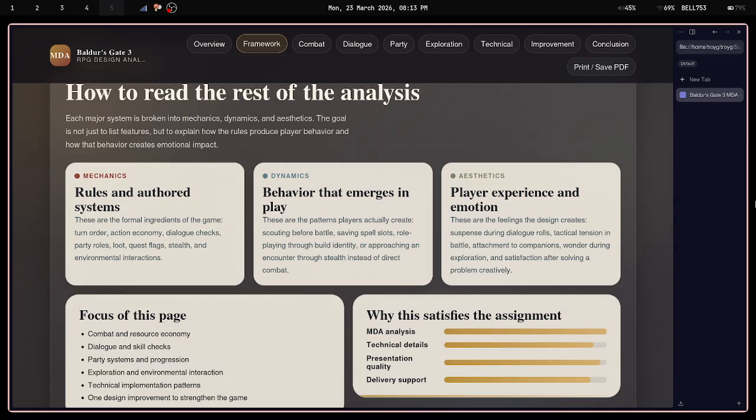Aesthetics are the emotional experiences created by those dynamics. These can include suspense, mastery, curiosity, immersion, or narrative engagement. So the important part is that the mechanics do not directly create emotion by themselves. They first shape behavior, and that behavior is what creates the player experience.